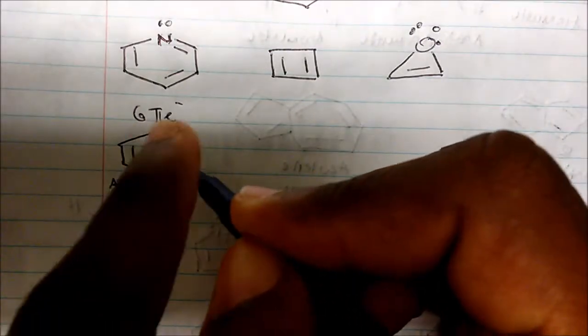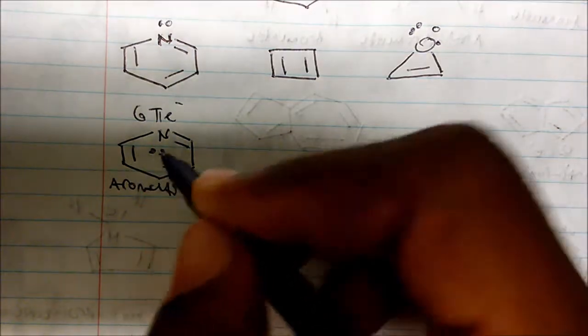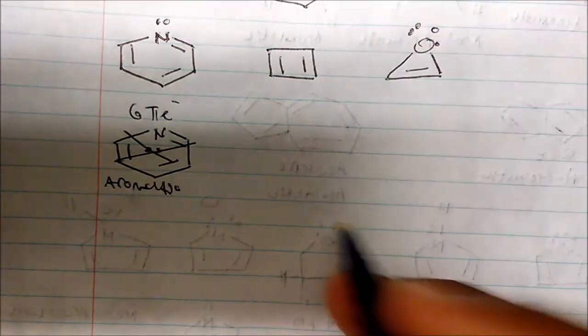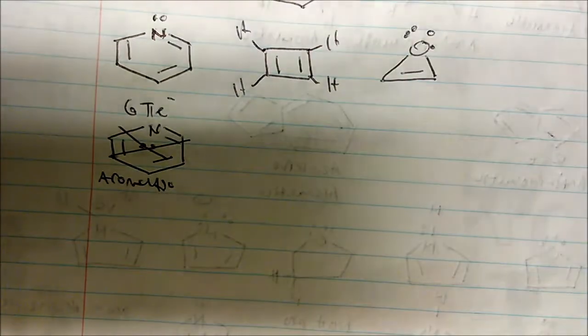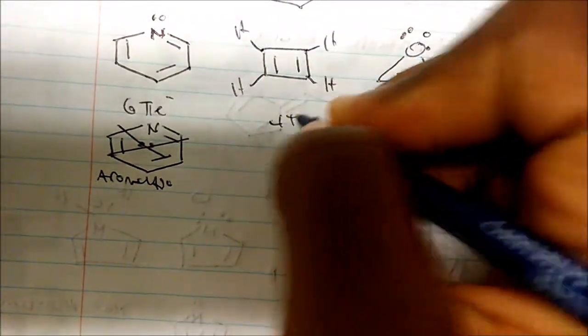So this is not correct. I was just showing you an example, so don't do this, okay? So this is aromatic. Now what about this? All my atoms are sp2 hybridized. It's flat, it's conjugated. However, I have 2, 4 pi electrons. We know that's anti-aromatic.